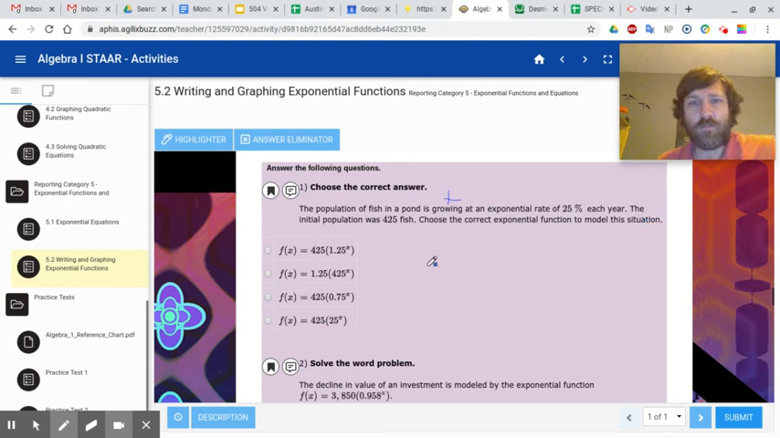All right, so first things first, we know B is not the answer because this initial starting point is not in the right place. 425 should be out here. So then the question becomes, how do we represent a growth of 25%? Is it 1.25? Is it 0.75? Or is it 25? So we have to understand conceptually what's happening here.